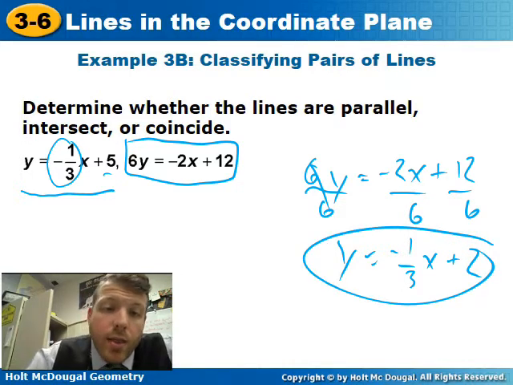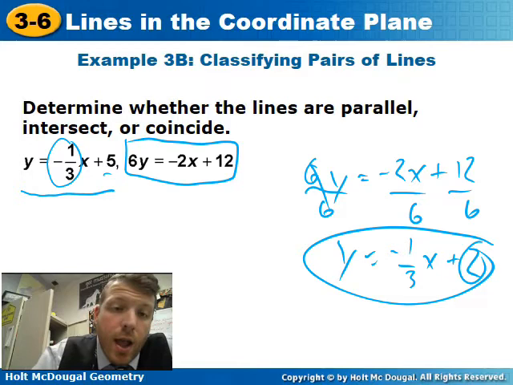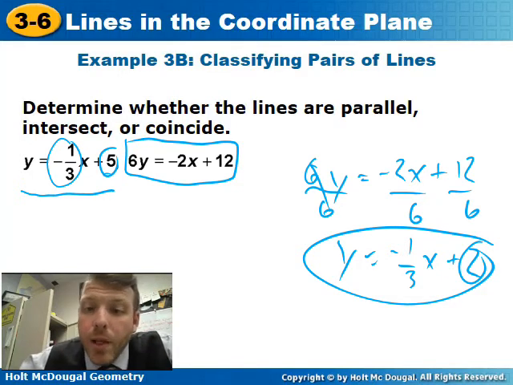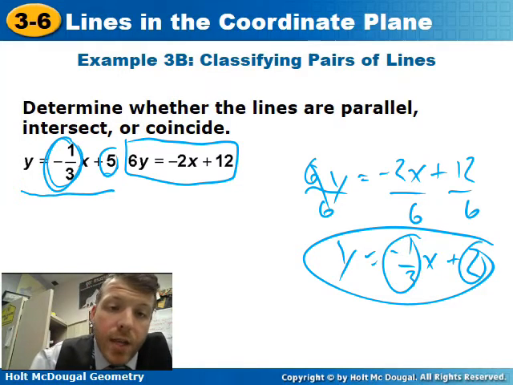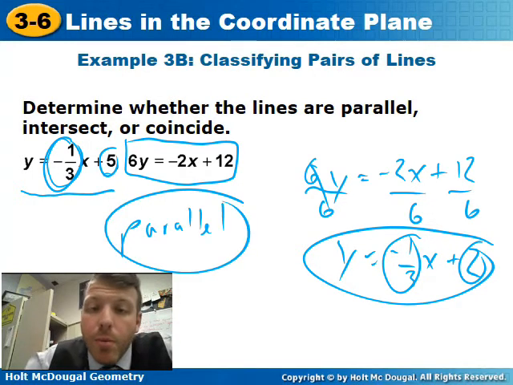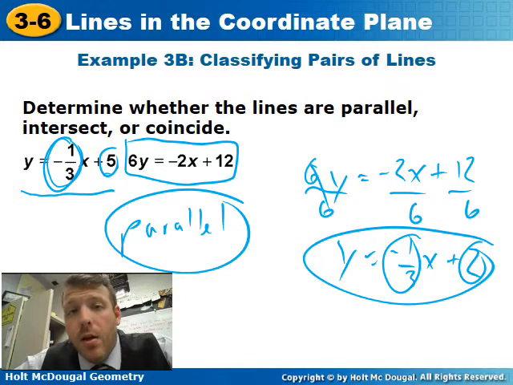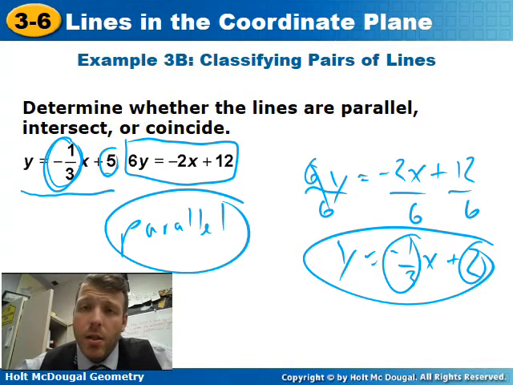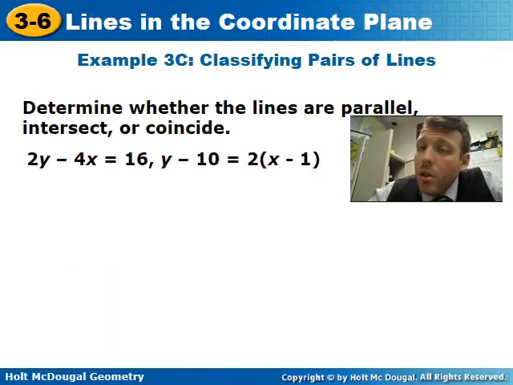Now, they're not the same line, because they have different y-intercepts, but they are parallel because they have the same slope. So you would say parallel. And guys, this is how we prove and show that these are parallel, by showing that the slopes are the same and that the y-intercepts are not. Okay, let's look at this one.